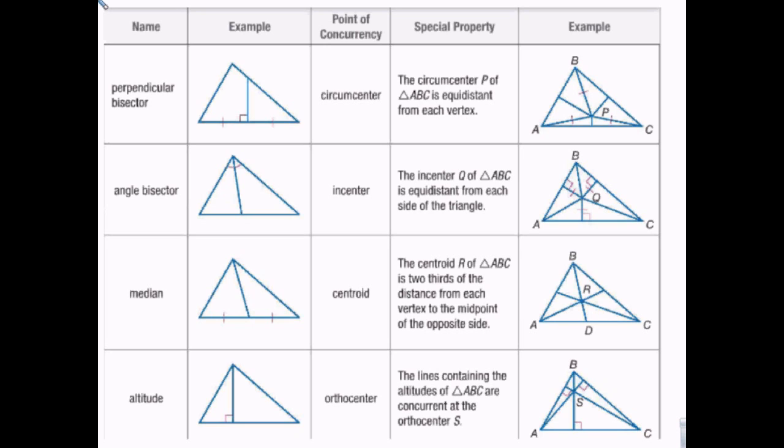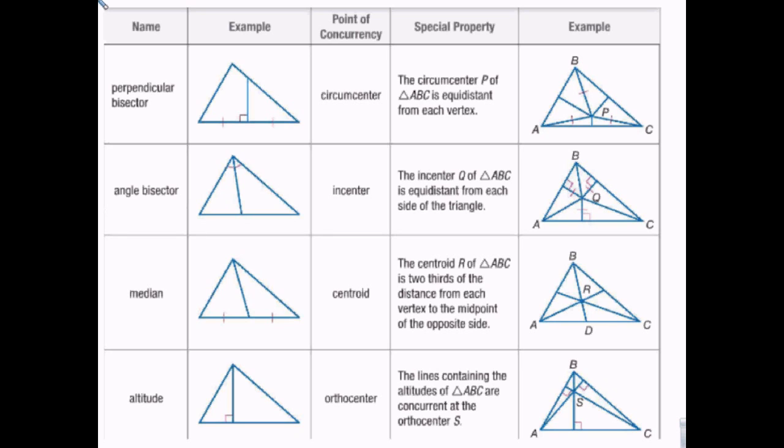Okay, then you have a median, which is kind of a bisector. It bisects the side, but instead of being a perpendicular, it's any angle at all. And it goes to the vertex. And we don't know anything about how it divides up the angle. We only know how it divides up the sides. It divides the sides in half.